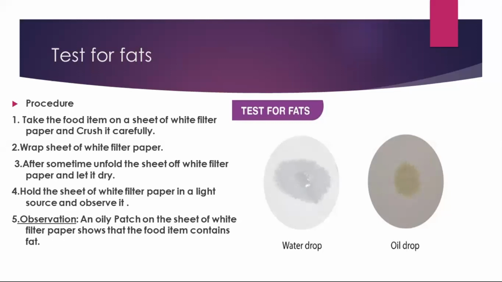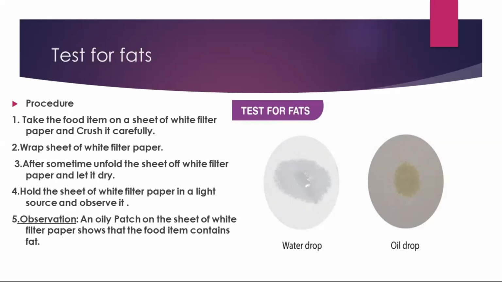Then, the second step is to wrap the sheet of white paper. Then, after some time, you should unfold the sheet of white filter paper and let it dry. Then, the fourth step is to hold the sheet of white filter paper in a light source and observe it. The best light source is sunlight. You can see it in the sunlight. Then what you will observe on the filter paper, an oily patch on the sheet of white filter paper, shows that the food item contains fat.